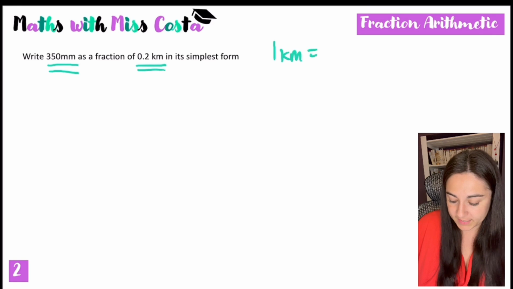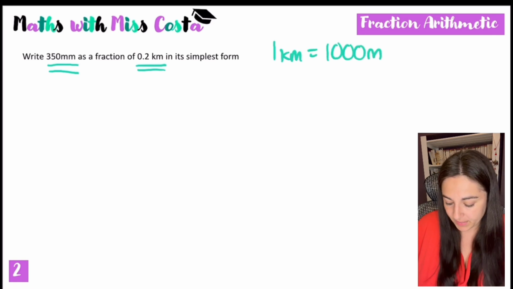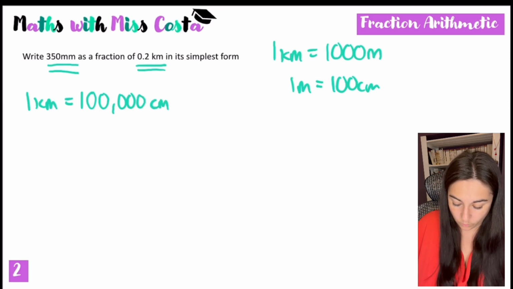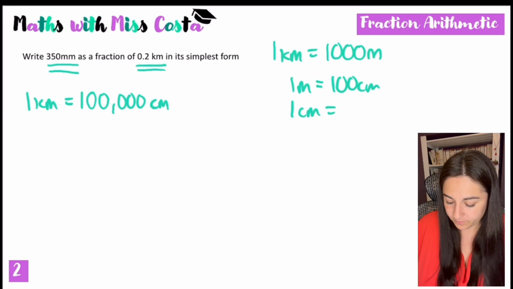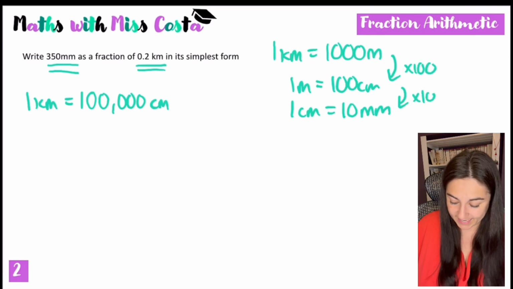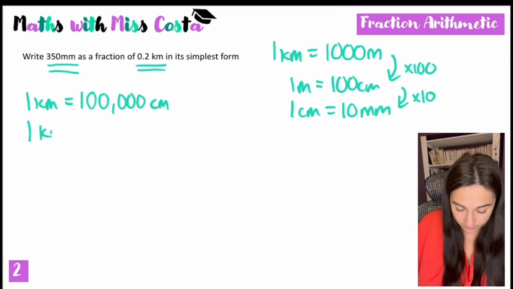Now, we know that 1 kilometer is equivalent to 1,000 meters. And we know that in 1 meter, there are 100 centimeters. So therefore, 1 kilometer must be 1,000 times 100, which would be 100,000 centimeters. What else do we know? We know that in 1 centimeter, there are 10 millimeters. So we multiplied 1,000 by 100 to get it into centimeters, and now we're going to multiply the centimeters by 10, because in 1 centimeter there are 10 millimeters. So therefore in 1 kilometer there are 1,000,000 millimeters.